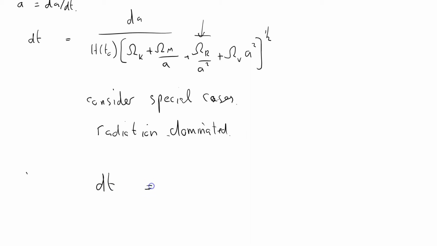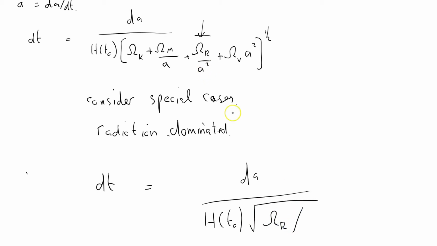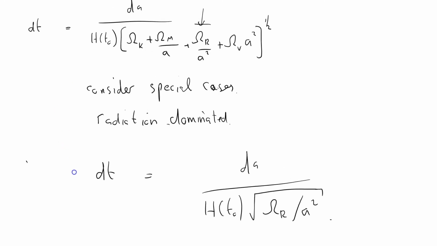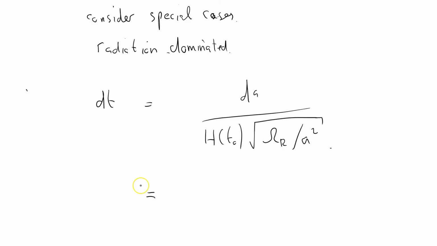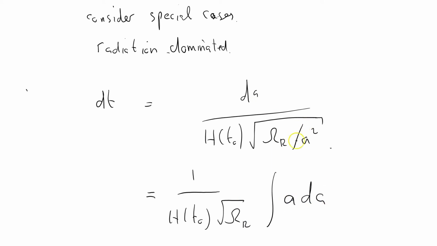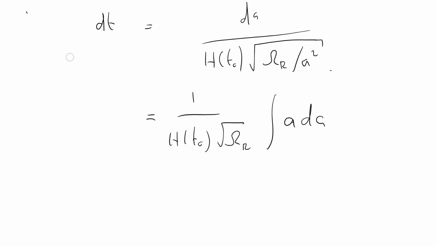We've got dt equals dA over the Hubble constant now, times the square root of Ω_r over A squared. Is that right? Yeah. Well, it's 1 over H(t0) root Ω_r times the integral of just A dA, isn't it? Because it's 1 over the square root of A squared. And that's the integral of dt.